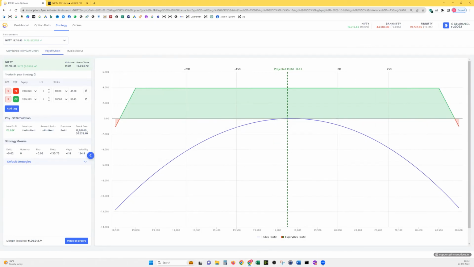And then you can see the breakeven, it is somewhere from 18,921 to the level of 20,500. It's almost 1,000 points over here, 1,500 points of range. Okay, 1,500 points of range. It's going to be something very interesting as well.